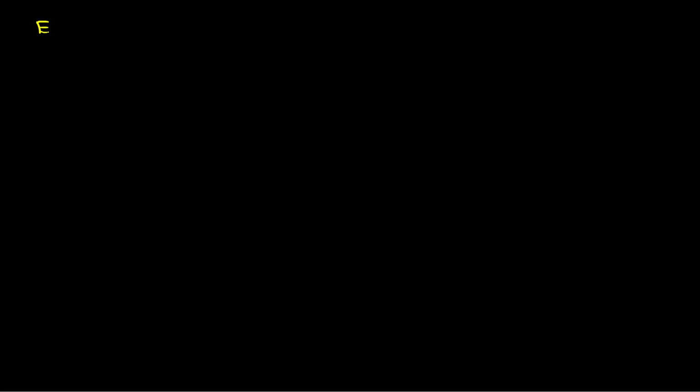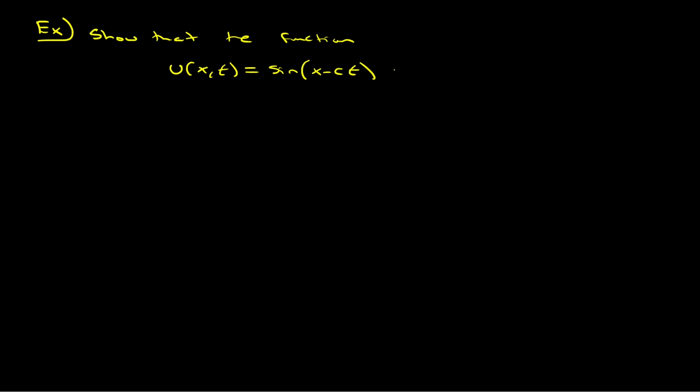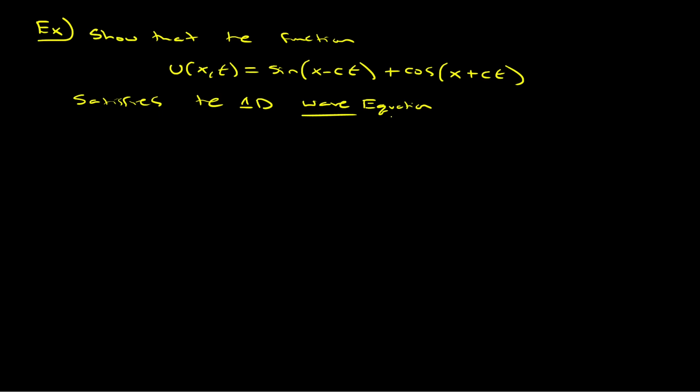Let's show that the function u of x, t is equal to sine of x minus ct plus cosine of x plus ct satisfies the 1D wave equation. So we can go through and do this. We're definitely within our power to go through and do. All we need to do is take the second partial derivative with respect to t.